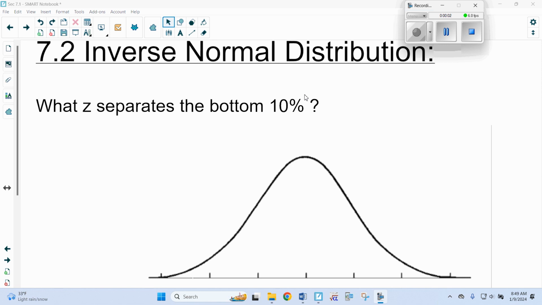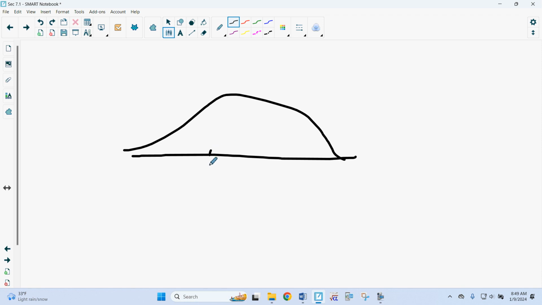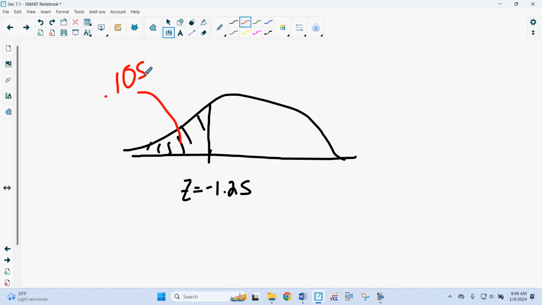In this video, we want to look at inverse normal. Just to refresh our memory on what we looked at in the last section, if we had our normal curve and a z value of, let's say, negative 1.25, we look up in our chart and find the area to the left of negative 1.25. If I go to my chart, negative 1.25, I get 0.1056. So that's what we looked at last time.